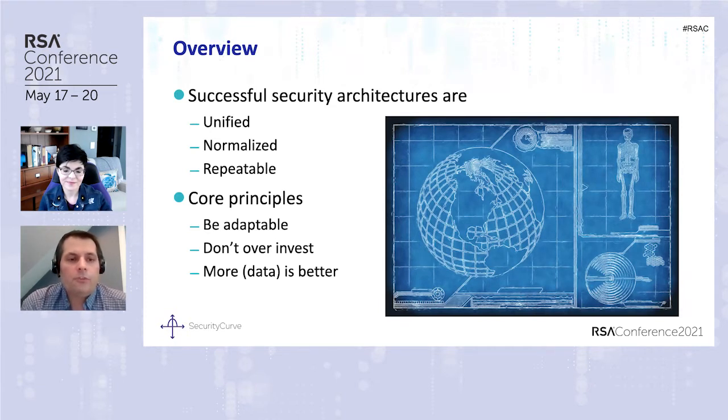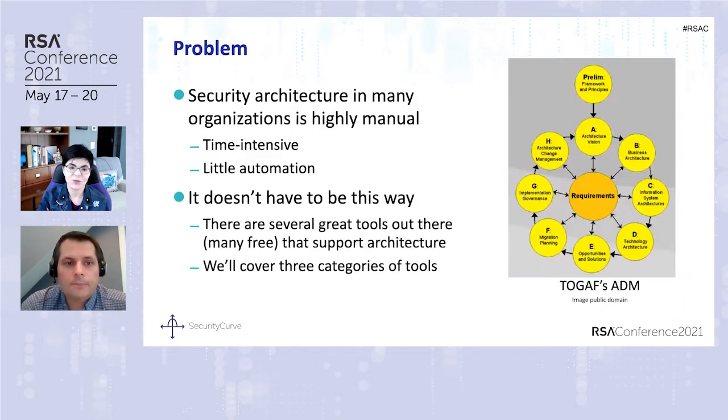So, there are some principles to keep in mind. You don't want to necessarily overinvest. You don't want to boil the ocean. You need to be able to react to changes. So for example, with COVID-19, we're all in a situation where it needed to be adaptable. And then when it comes to the data that you collect, more is always better. So have these things in your mind as we talk through first the architecture process, and then how the tools fit into it. And how you'll be successful with them.